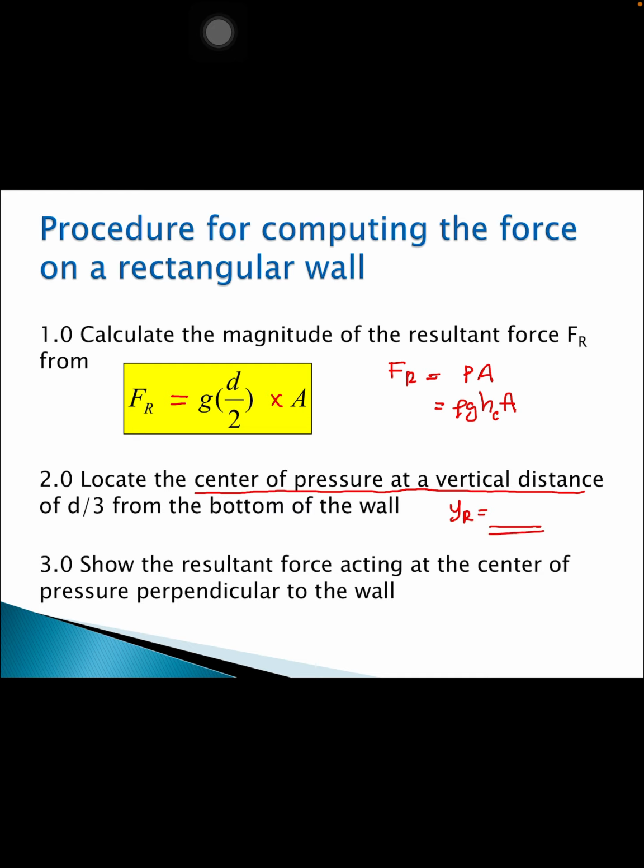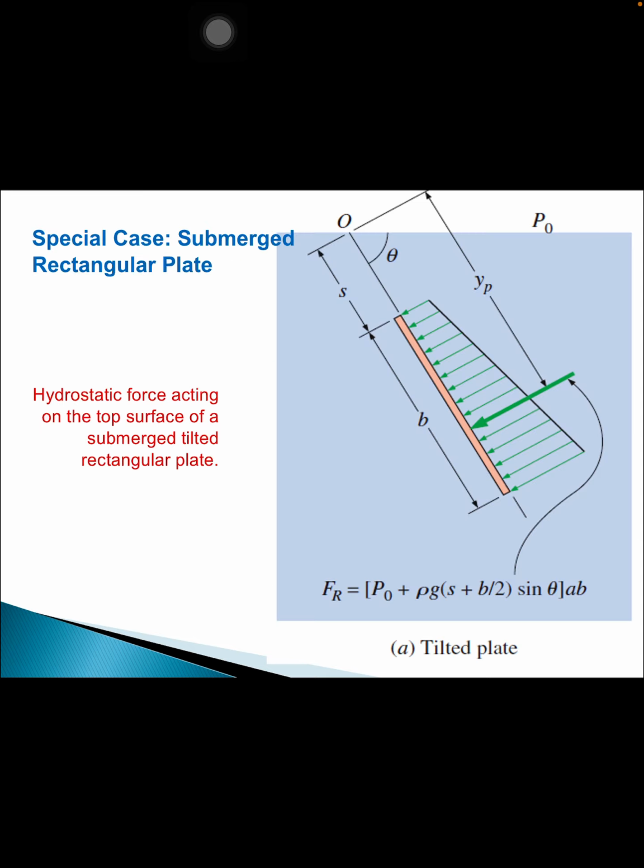Okay, so the last one, you have to show the resultant force acting on the center of pressure. So you have to draw the FR acting on your CP, the resultant force acting on your center of pressure. Okay, here is the example of how to calculate the force on the submerged rectangular plate with the angle theta.